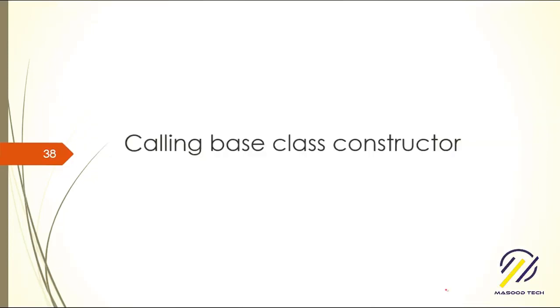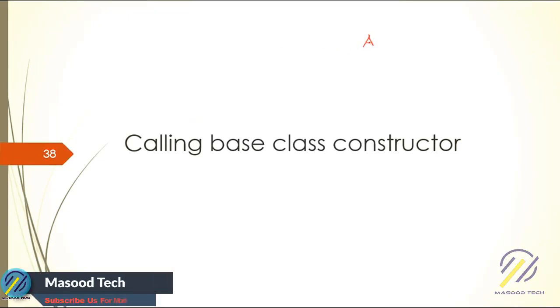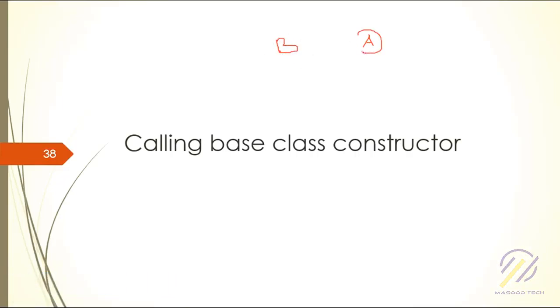So, calling the base class constructor. Let's say you inherited a class. Let's say you have a class A, and A is inherited by class B, and you really want to call the constructor of class A from class B. How can you do that? So let's see some example in coding.